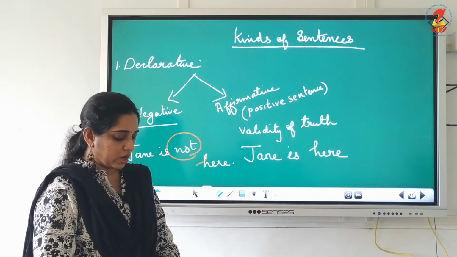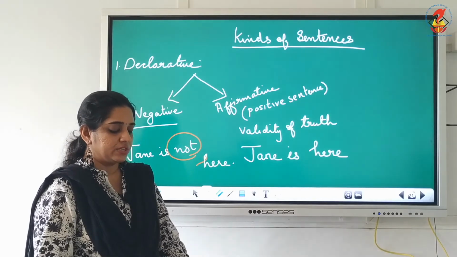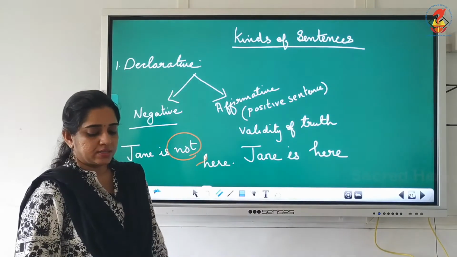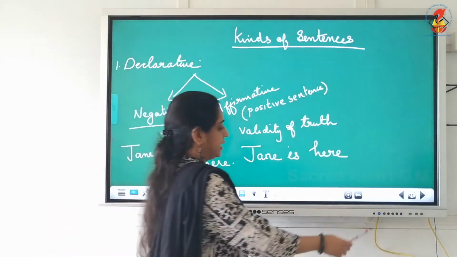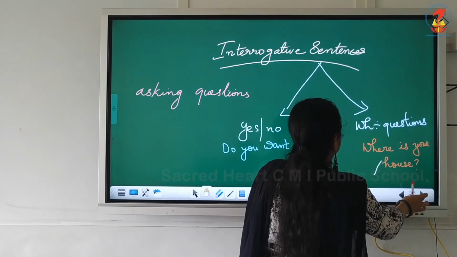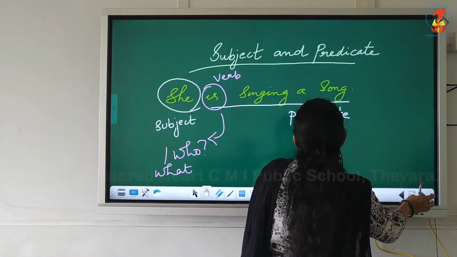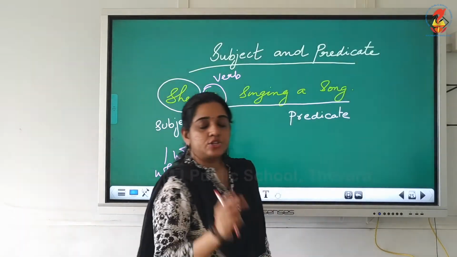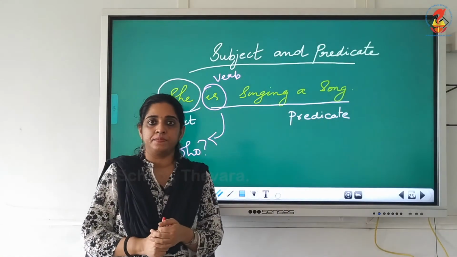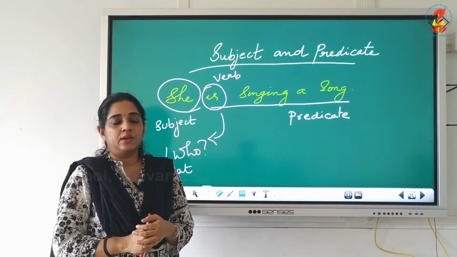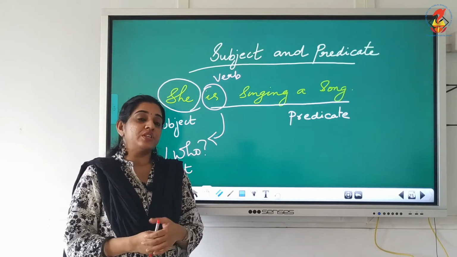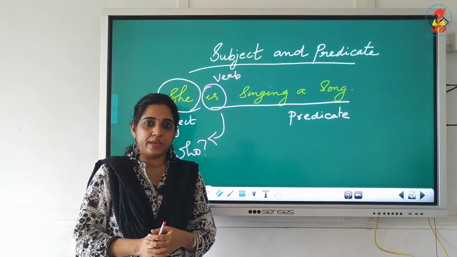Now the next topic we are going to study is subject and predicate, page number 8. In your textbook it is parts of a sentence. Let's study that in detail. What are the two parts of a sentence? Subject and predicate. What is a subject? What the sentence is about is called a subject, and more information about that subject is called a predicate.